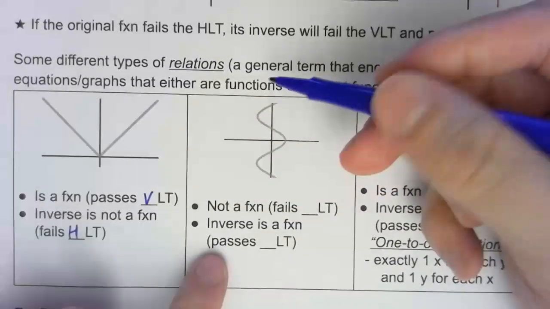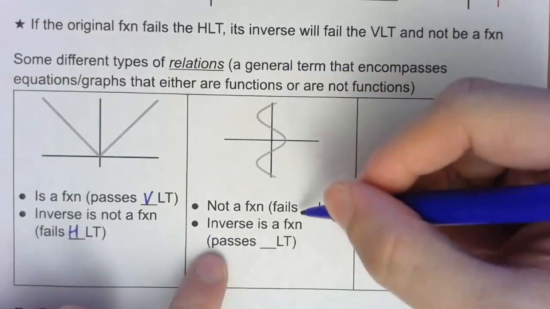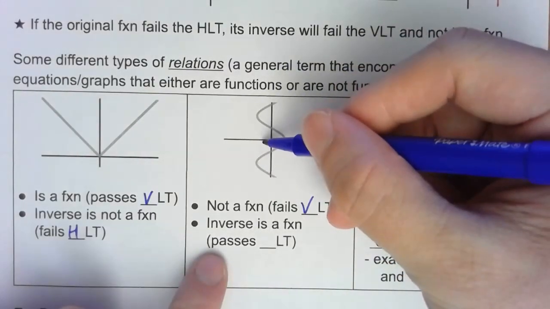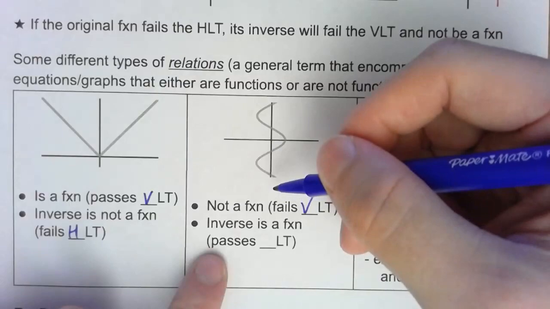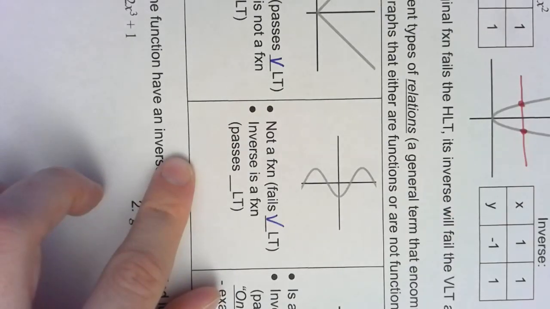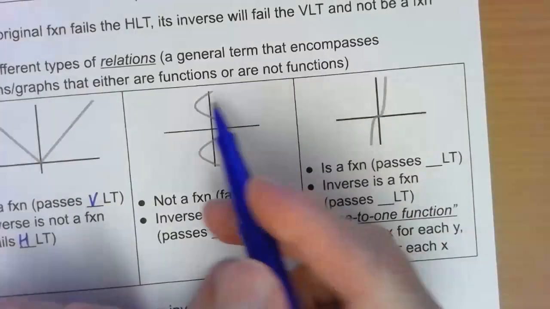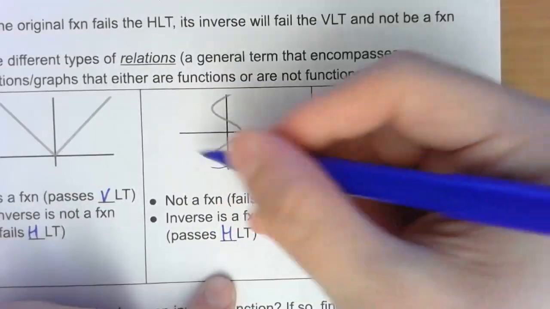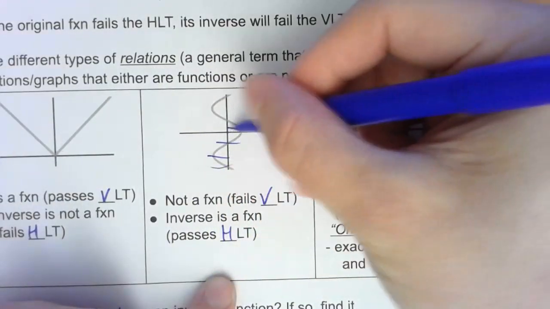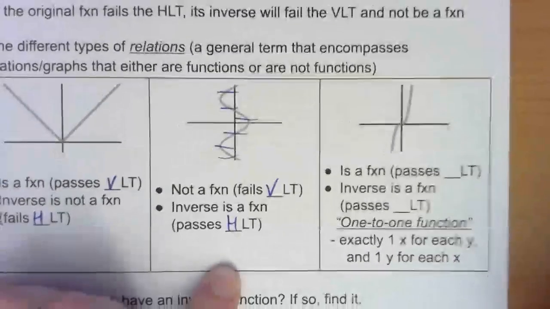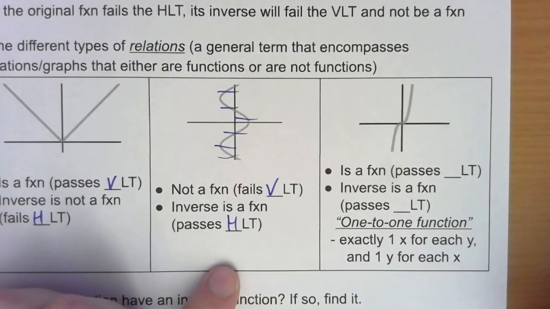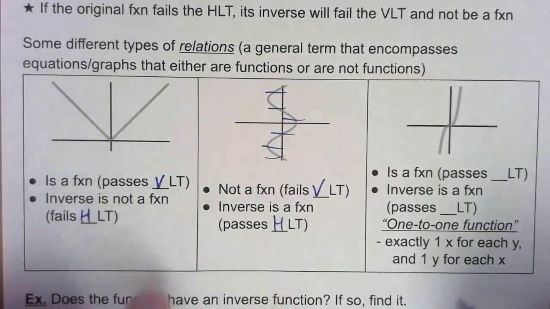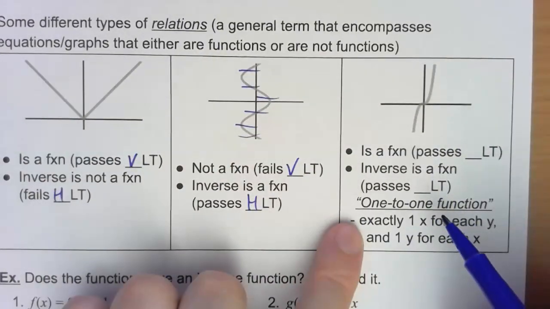Okay. So this one is not a function because it fails the vertical line test. We've got a single input with multiple outputs. But the inverse, if I swap x and y, if I reflect it across y equals x, the inverse now would be a function because this right here passes the horizontal line test. If I draw every horizontal line, it's always going to pass through only 1 point.